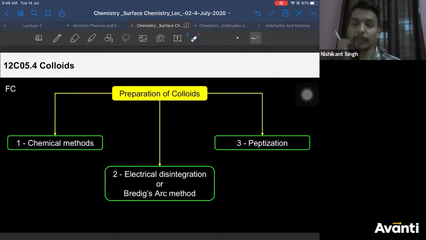Right. Let's see the preparation of colloids. There are three methods for the preparation of colloids that we are going to discuss today. What are those? First is chemical methods. The next one is electrical disintegration, or the name of the method is Bredig's arc method. The third one and the most important one is peptization.